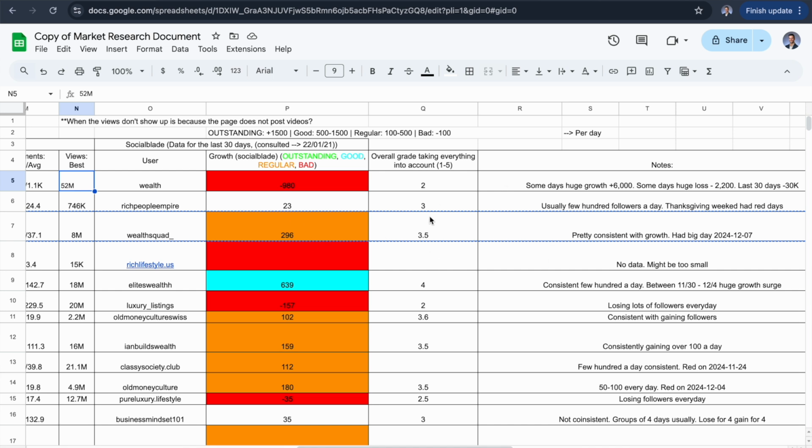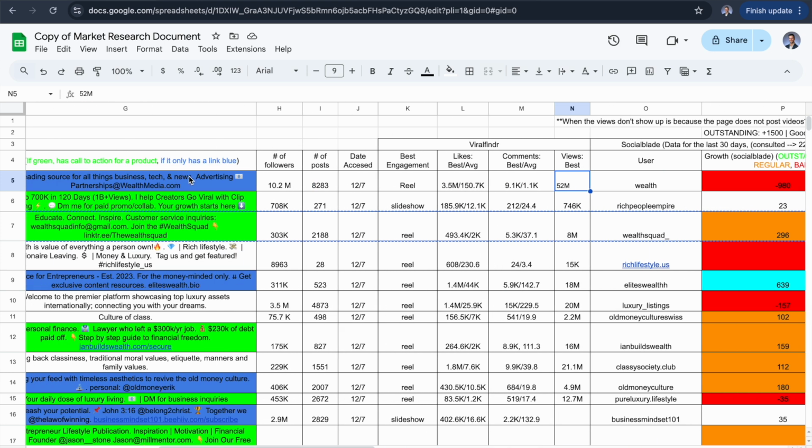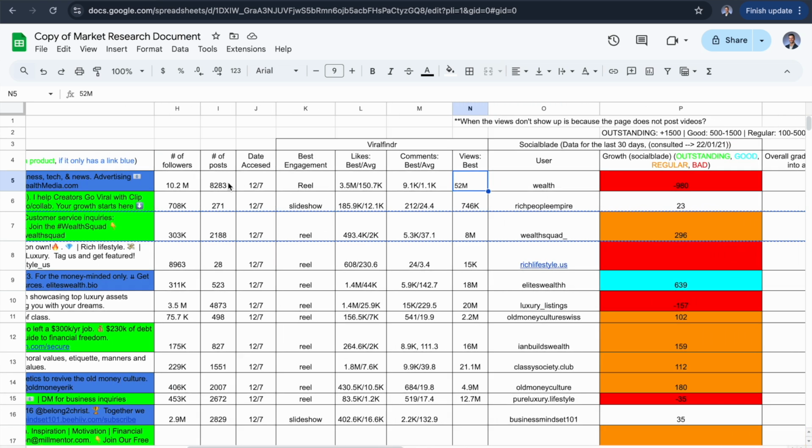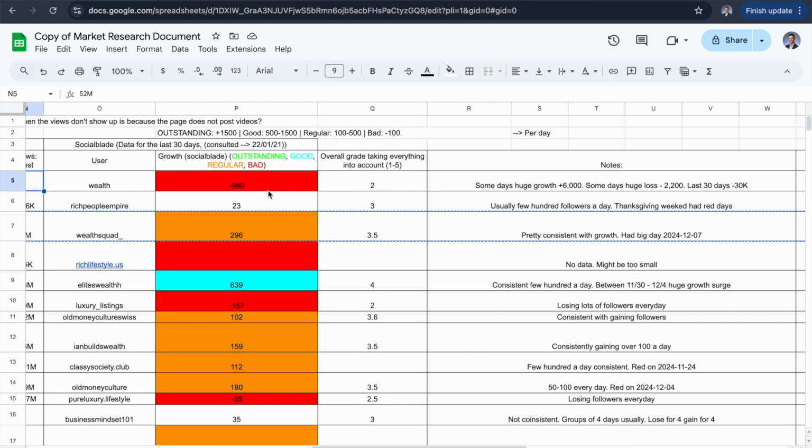This is something new that I did last night, the overall grade, taking everything into account. So this is where I looked at the size of the account, the average amount of views and posts and everything, and really my biggest factor was just how many followers they're gaining or losing. And I would rank it between 1 and 5, 1 being the worst, 5 being the best. So since this account is so big, normally if losing 980 followers, I'd give it a definite 1, but since it's so big, I moved it up a little bit to 2.5.